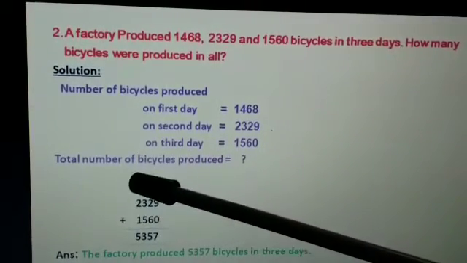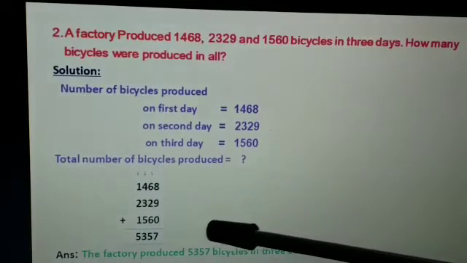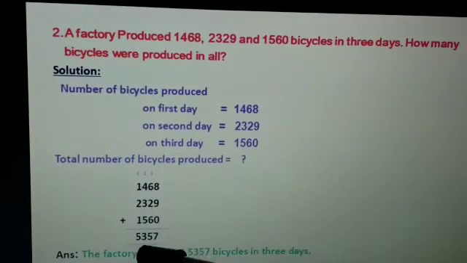1 plus 1 is equal to 2. 2 plus 2 is equal to 4 and 4 plus 1 is equal to 5. That means the factory produced 5,357 bicycles in 3 days.